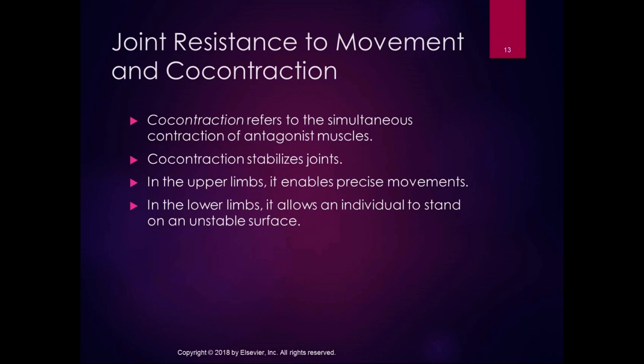In the upper limbs, we use this co-contraction to enable precise movements. So contracting agonists around the wrist enables the precise finger movements needed for fine work, like threading a needle or doing some tiny fine motor skill. In the lower limbs, co-contraction allows a person to stand on an unstable surface, like a moving bus or the deck of a ship. So people frequently use co-contraction when learning a new movement skill.